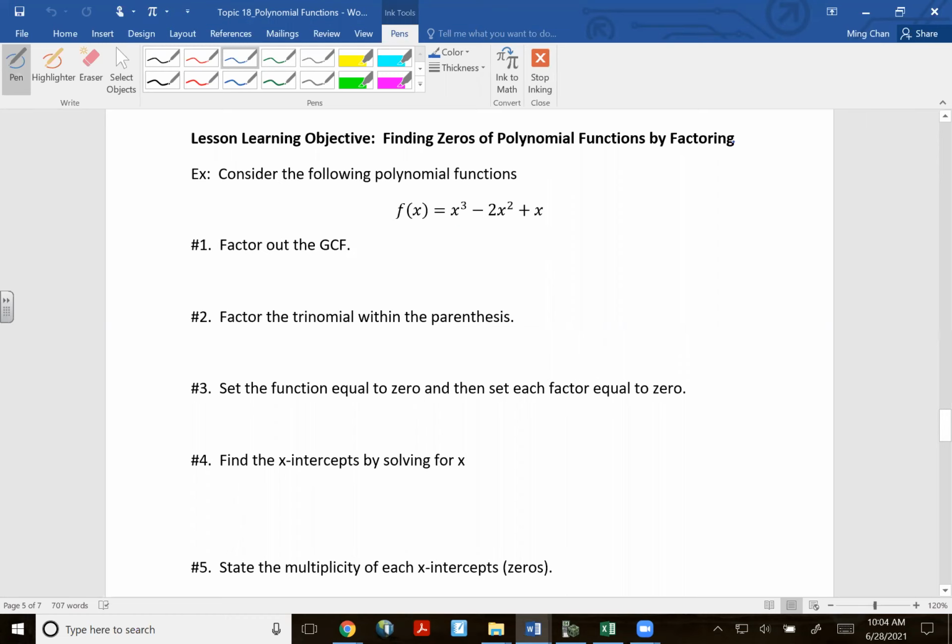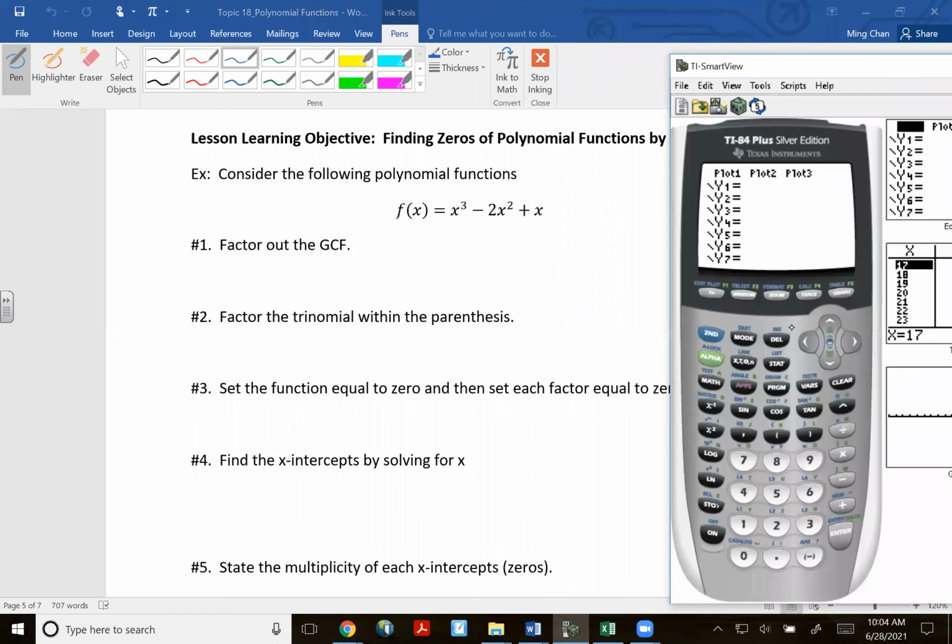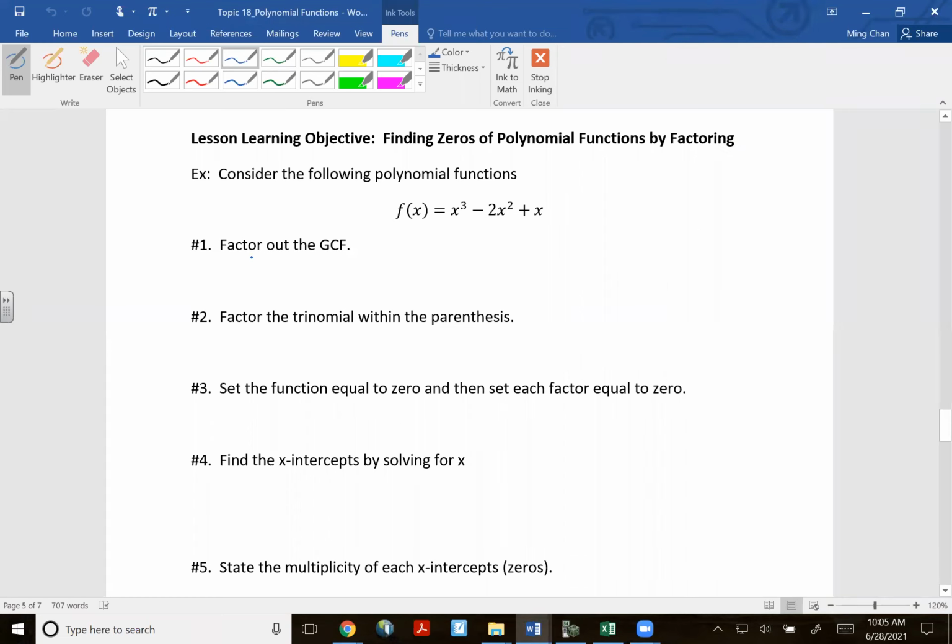If I can factor it, that doesn't necessarily mean I can find the solution on the graphing calculator, because sometimes these zeros could be a fraction answer. Remember, our table on the graphing calculator is set up to be integer based. So it is good to actually be able to factor some of these polynomial functions. All right, so I kind of broke this down into steps.